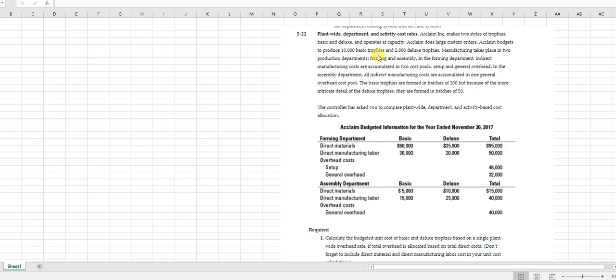This is Chapter 5, Cost Accounting. So if you would take your handout on Chapter 5 and turn to problem 22, I'm going to step through how to do it. Chapter 5 is very similar to Chapter 4.